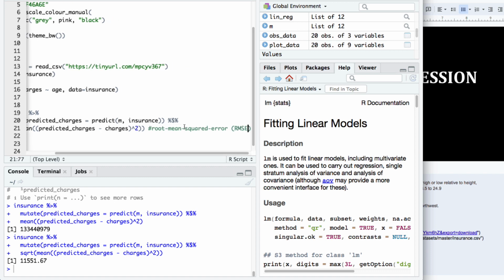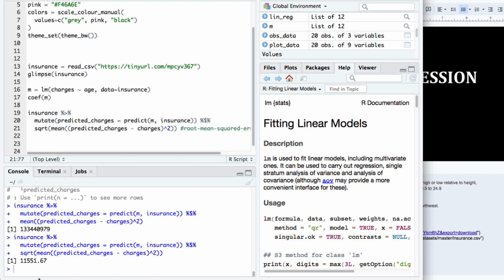Or RMSE. RMSE and MSE are basically the same thing, right? It's just taking a square root or not. The reason you take the square root is so that it's interpretable as an amount of dollars. So this is like the average prediction error. Usually what I'm saying here is that the usual amount that I'm off by in my predictions is $11,000.